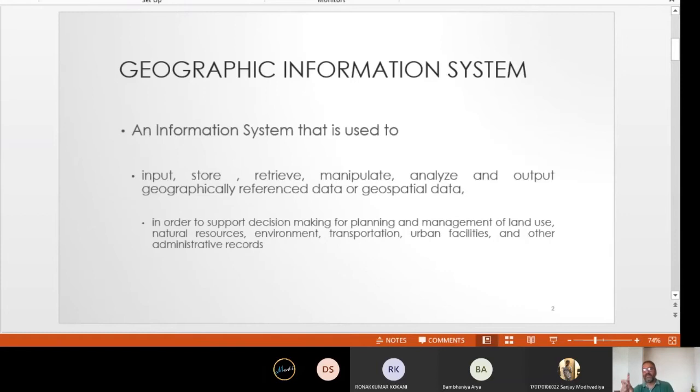So this is geographic information system. Slide number 2 is on the screen presently. I've been explaining this geographical data. Now the third level of geographic information system is to support decision making with regard to output. This output would be useful in order to support decision making for planning and management of land use, natural resources, environment, transportation, urban facilities, and other administrative records.